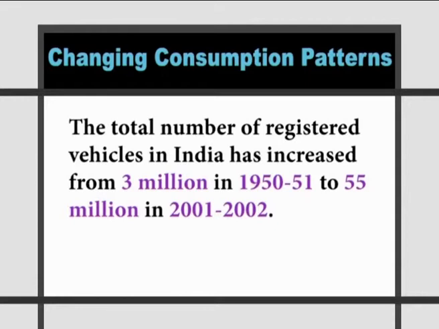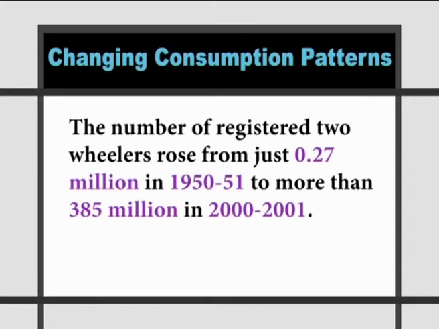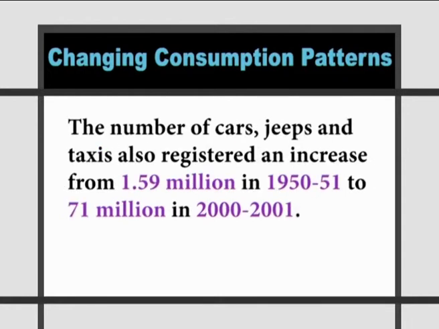The total number of registered vehicles in India has increased from 3 million in 1950-51 to 55 million in 2001-2002. The number of registered two-wheelers rose from just 0.27 million in 1950-51 to more than 385 million in 2000-2001. The number of cars, jeeps and taxis also registered an increase from 1.59 million in 1950-51 to 71 million in 2000-2001.